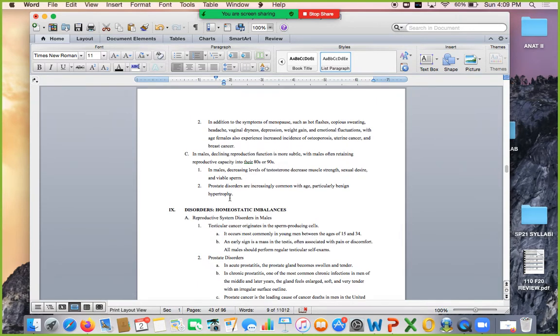Now, again, as I mentioned, men have declining reproduction, but there's not an actual termination date. Males can often retain reproduction until their 80s and 90s, although they do end up with lower levels of testosterone, which can also decrease the amount of viable sperm.